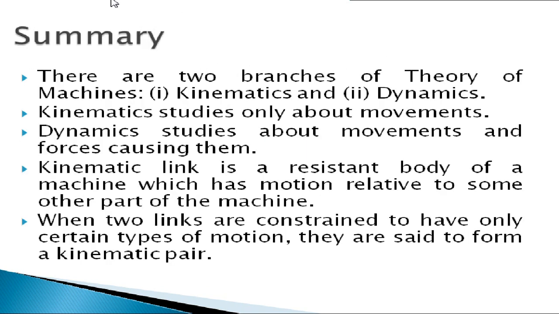To summarize what we have seen in this class, in theory of machines you have 2 important branches, kinematics and dynamics. In kinematics we study only movements. In dynamics we study movements and the forces causing them. We have seen that a kinematic link is a resistant body of a machine which has relative motion to some other part of the machine. And when 2 links are constrained to have only certain types of motion, they are said to form a kinematic pair.